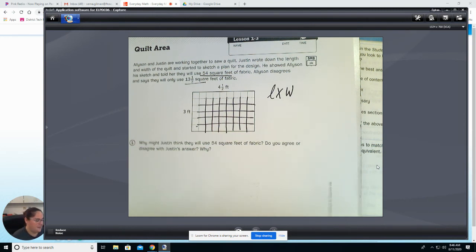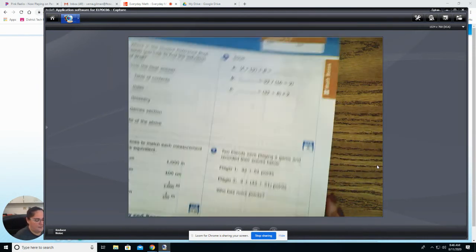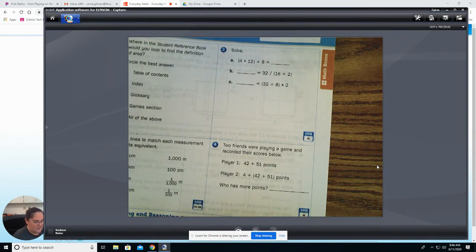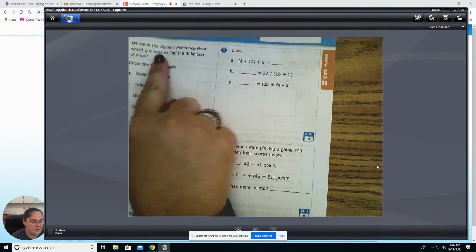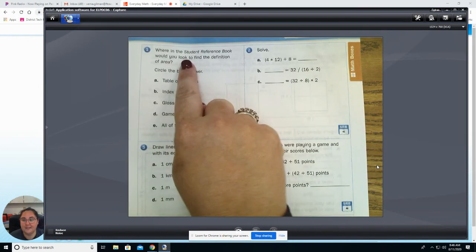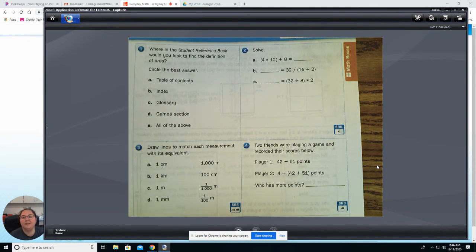Okay, now math boxes. You will be working on math boxes today. So on math boxes, it's going to ask you a couple of things. I gave you a hint the other day about this. It says, where in the student reference book do you look to find the definition of area? So think about definition. If I want to find the definition of something, where am I going to look? I gave you a hint on the lesson for 1.1. So if you don't remember, go back and rewatch that little part of that video. I bet you can figure it out.